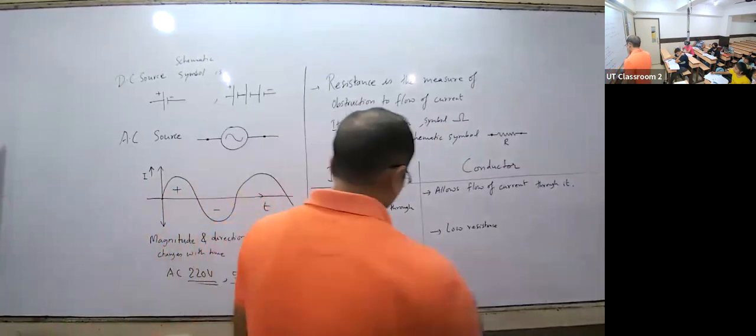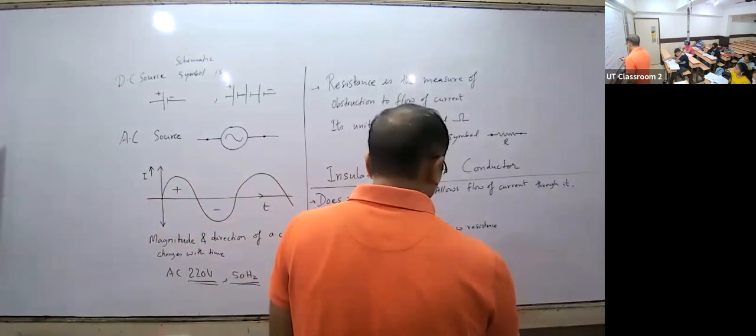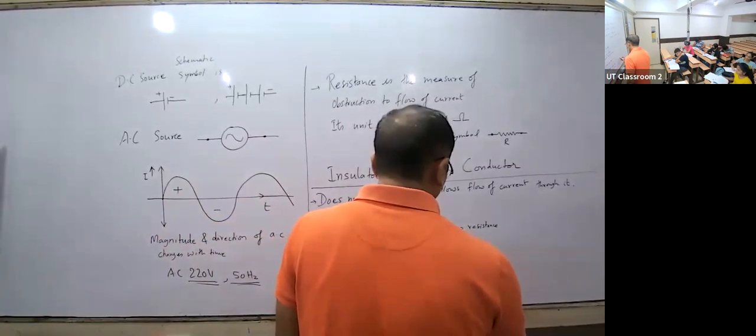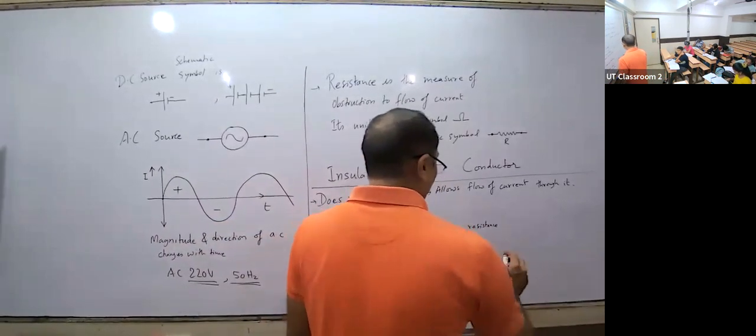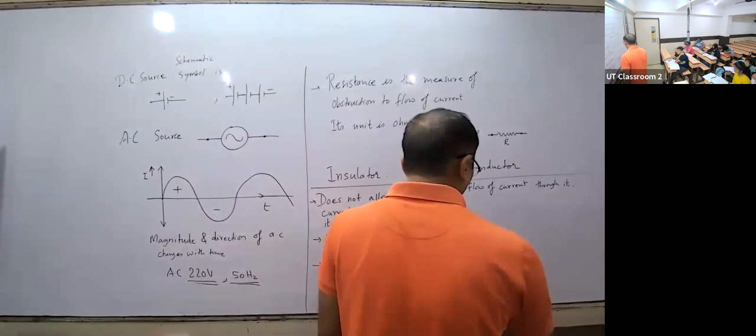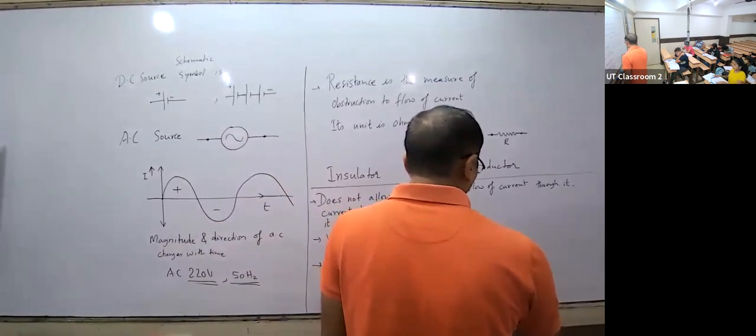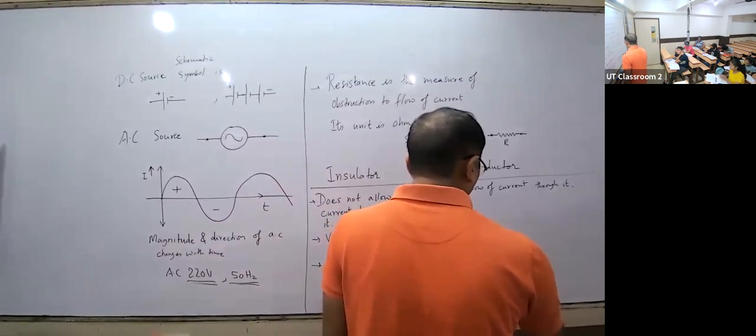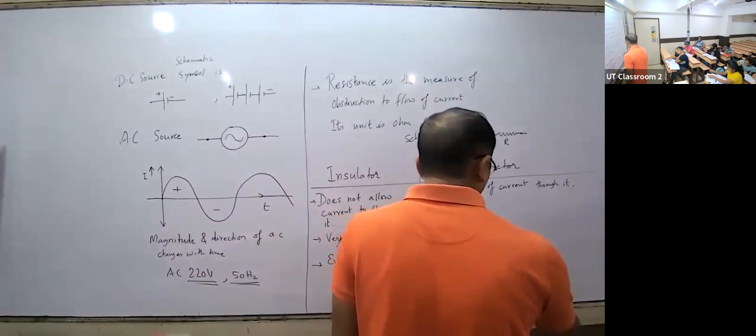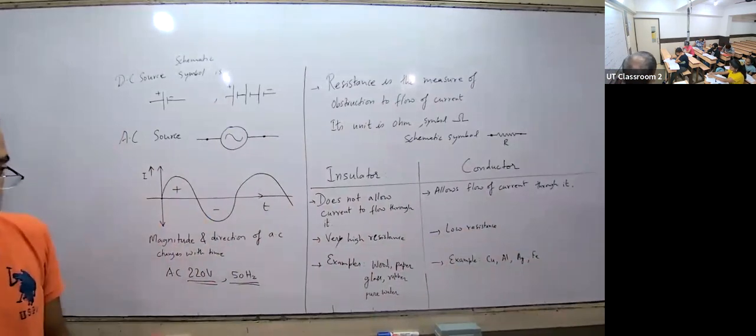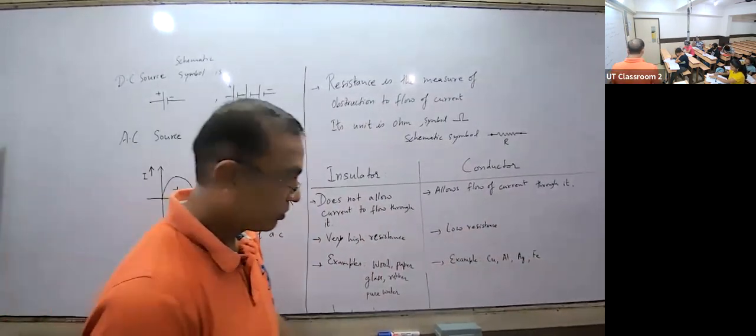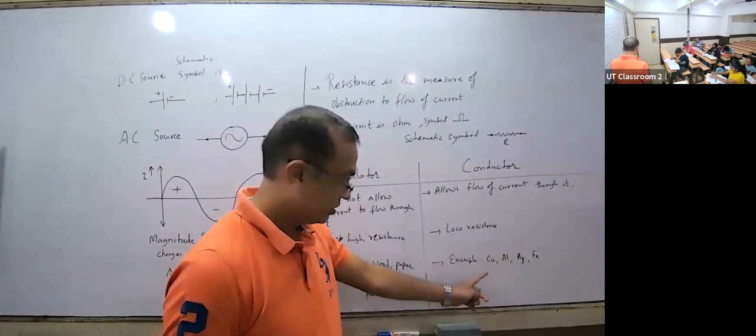So then you have examples of conductors, the metals. Most of the metals are good conductors, like copper, then you have aluminum, then silver, iron, and so on and so on. Okay, which is the conductor metal we use at home? Copper, mostly. Okay.